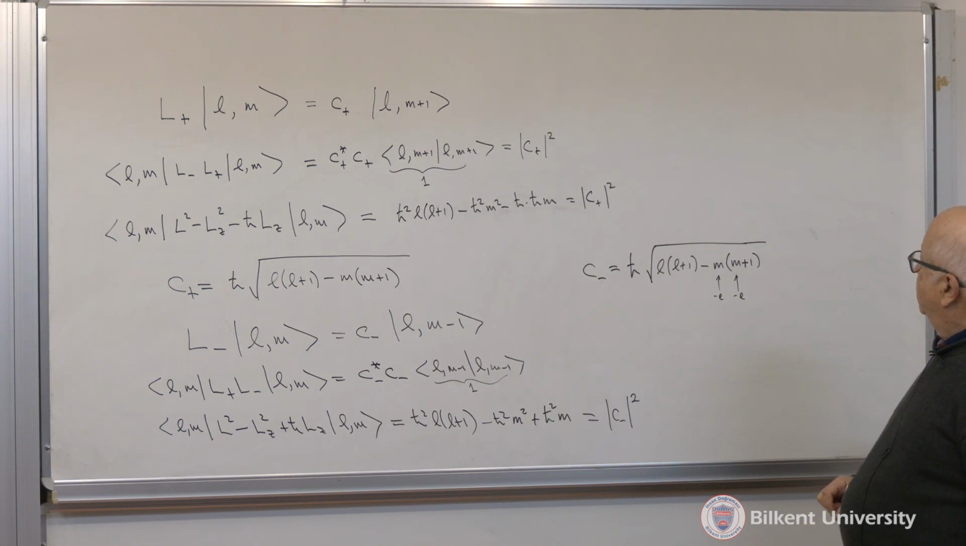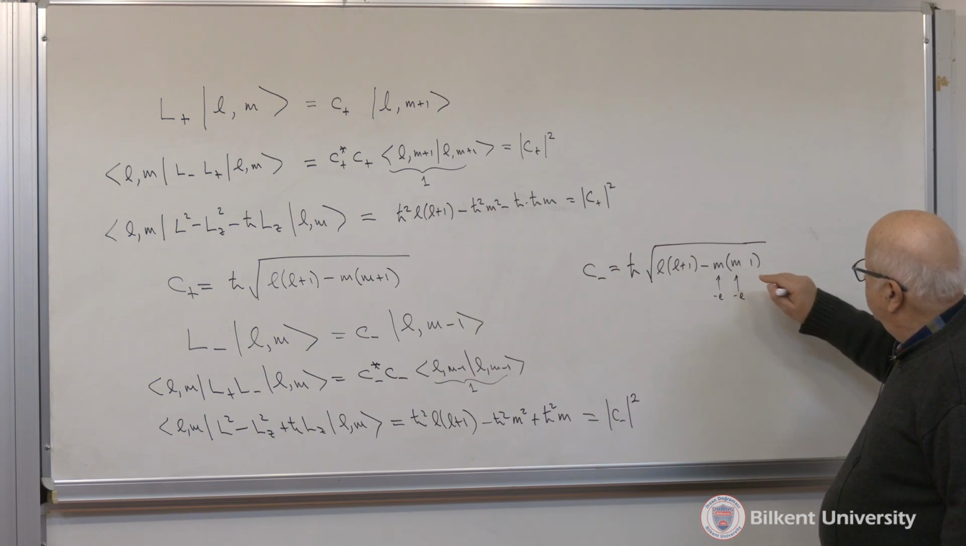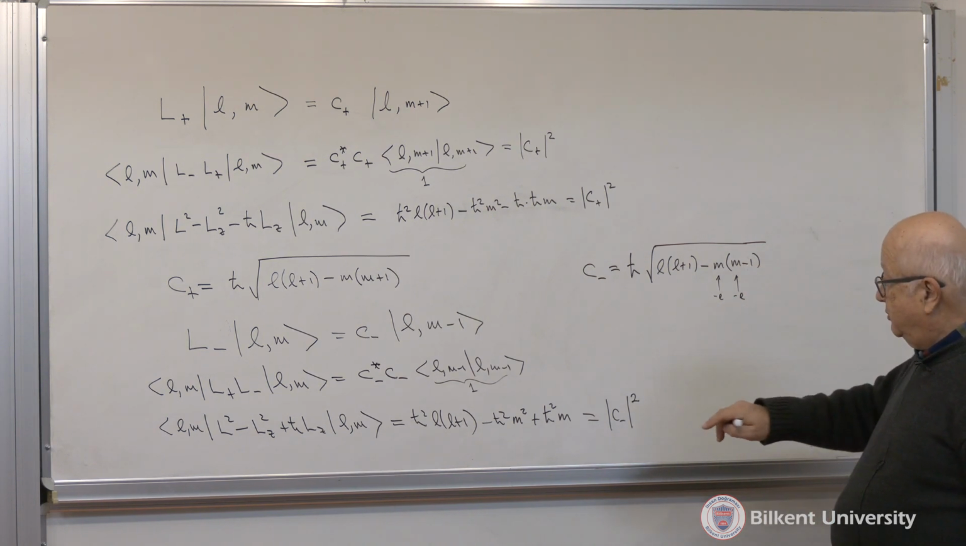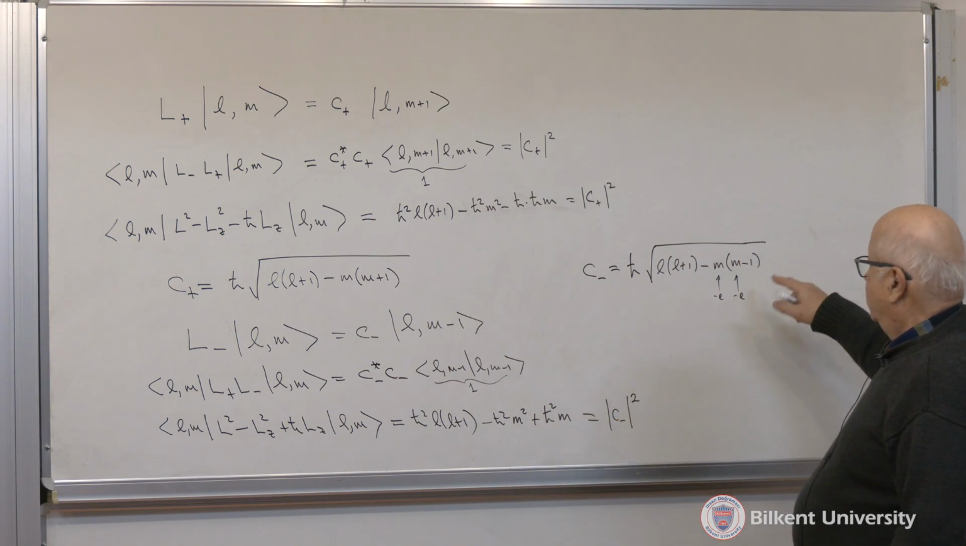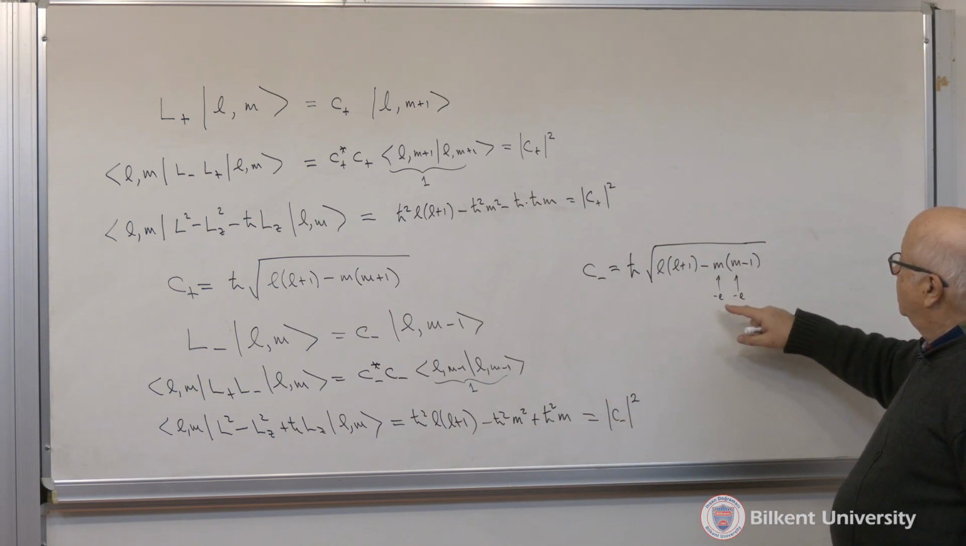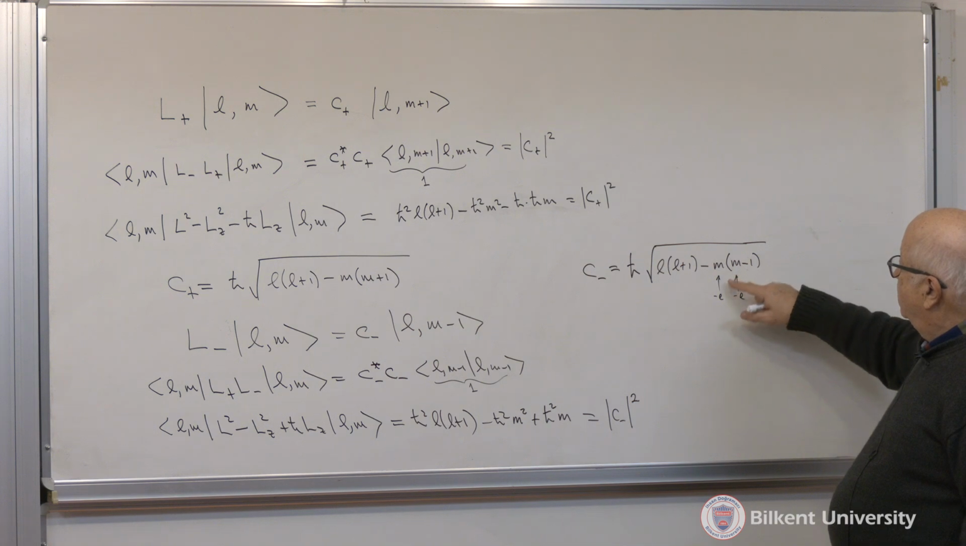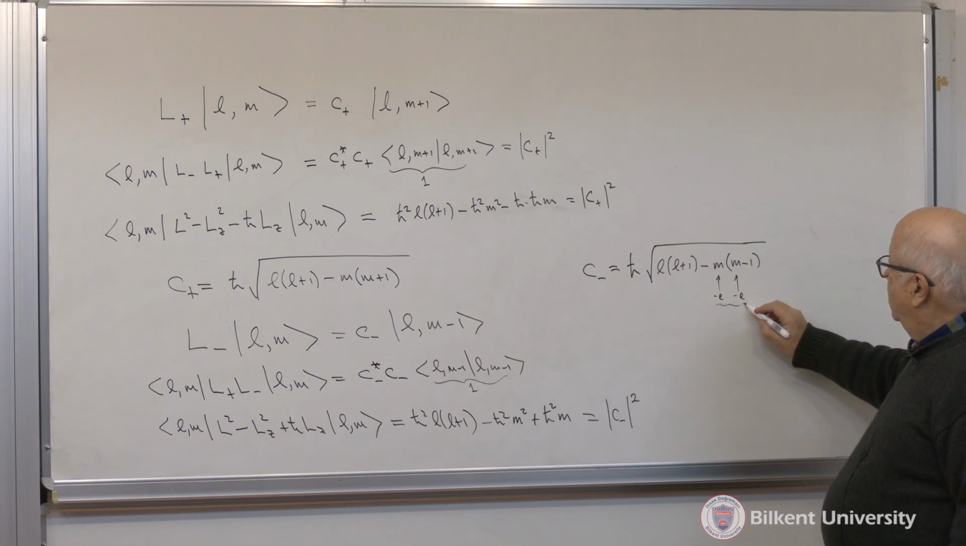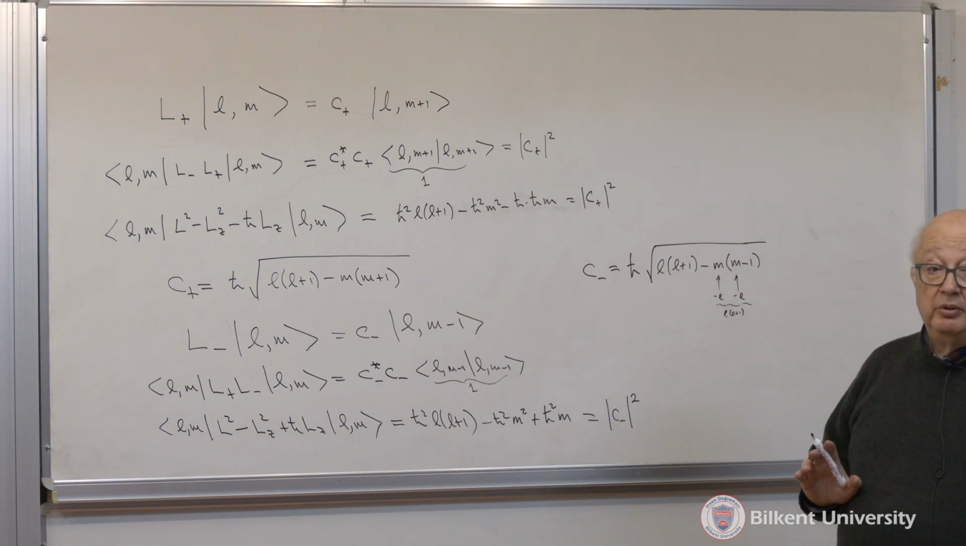Yes, there is a sign. C plus and C minus are the same? Oh, I'm sorry. It should be minus here, right? m squared minus. Otherwise it doesn't work, right? So minus l, so this is just going to be l(l+1) again. So I'm going to get 0.